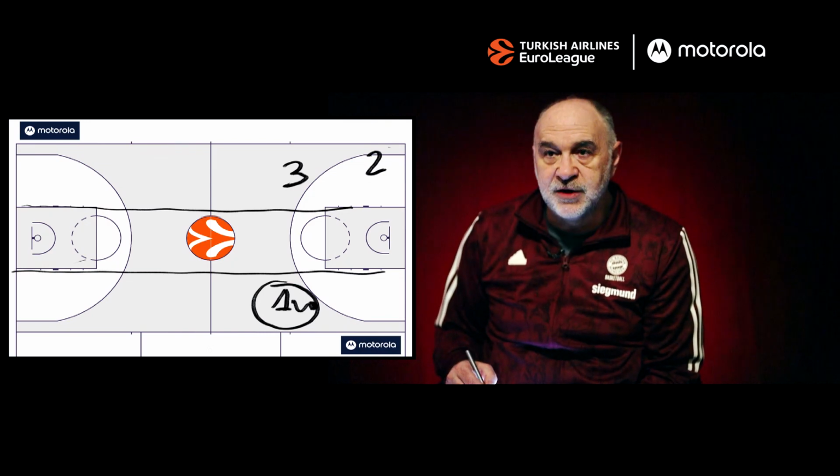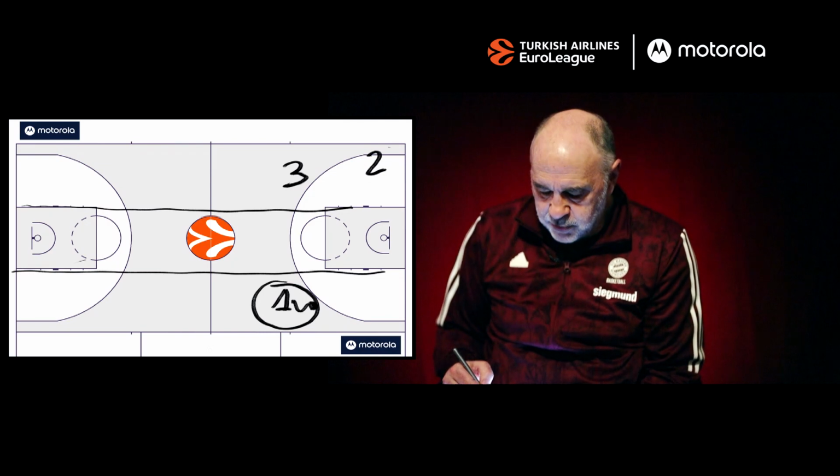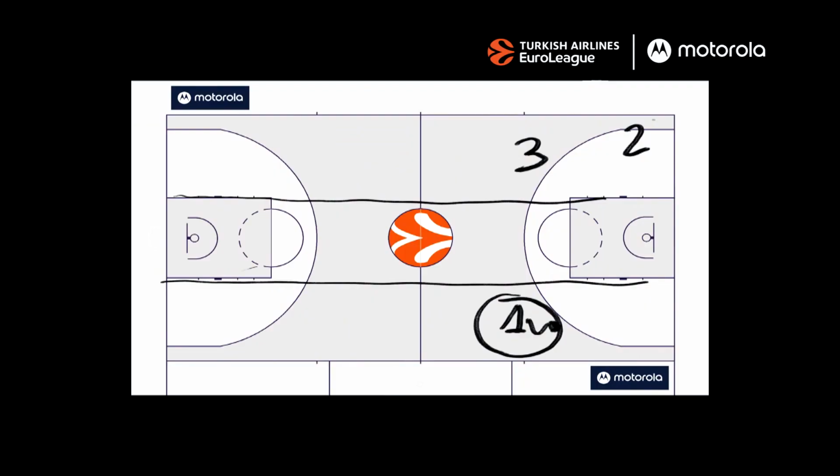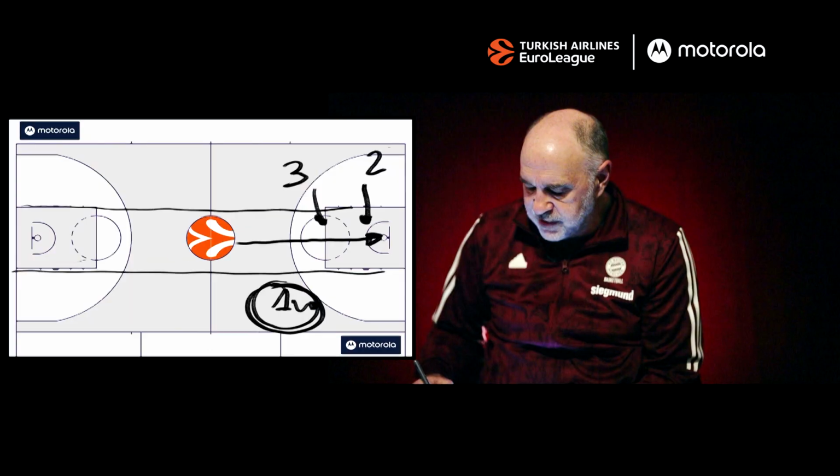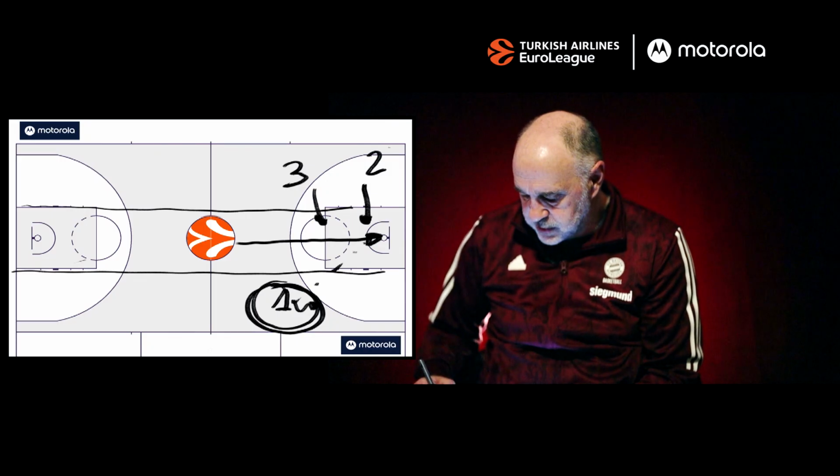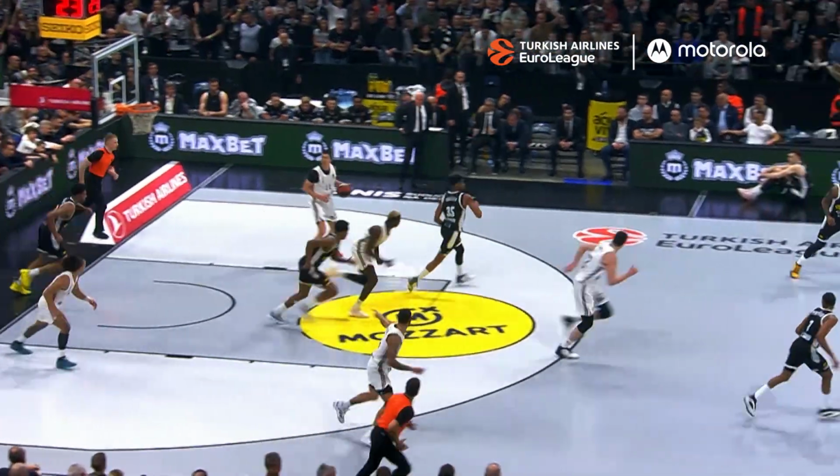If we have a big guy that really can run, which I like, he should go straight to the basket. That way, if the ball is here, these guys have to be able to defend this situation because this is a clear basket.